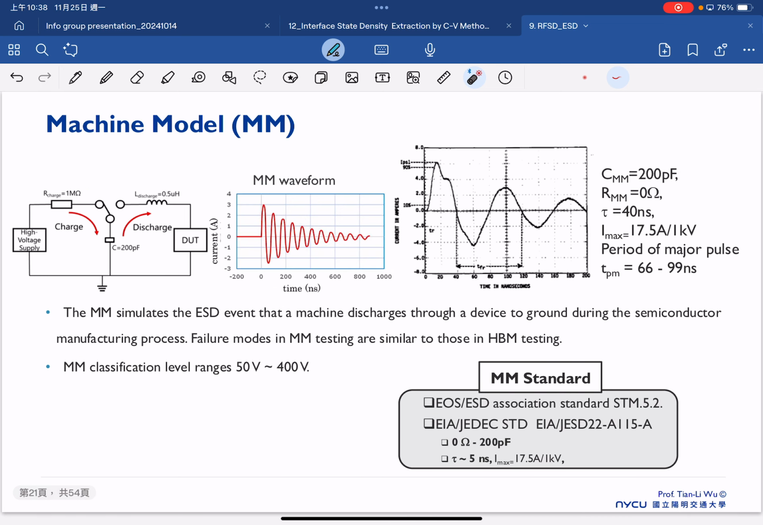So that's the human body model. The next one is the machine model. As already said, the machine model tries to simulate the ESD event where the machine discharges through a device to ground, so it mainly simulates the discharge between the machine and our IC. The machine model ranges from 50 volts to 400 volts. This is the typical machine model waveform, and the standard is shown here.